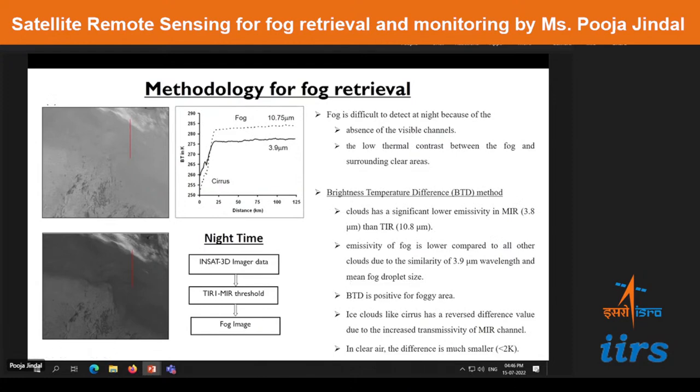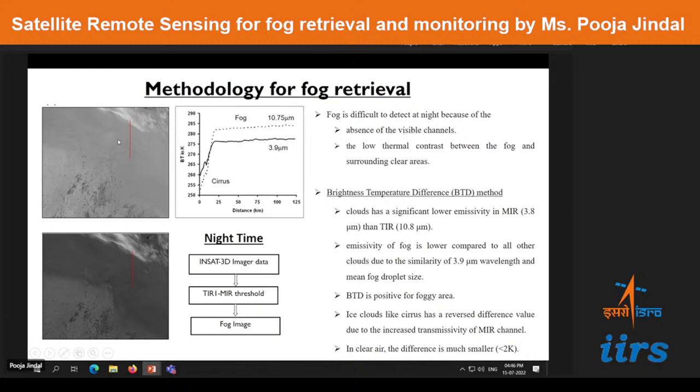So these two channels, the 3.9 micrometer channel and the thermal channel, are used for the nighttime retrieval of fog. What is done is we take the difference of the thermal and mid-IR channel, and wherever the difference is positive and consistent, we call it a foggy area. Now let's understand how it works.